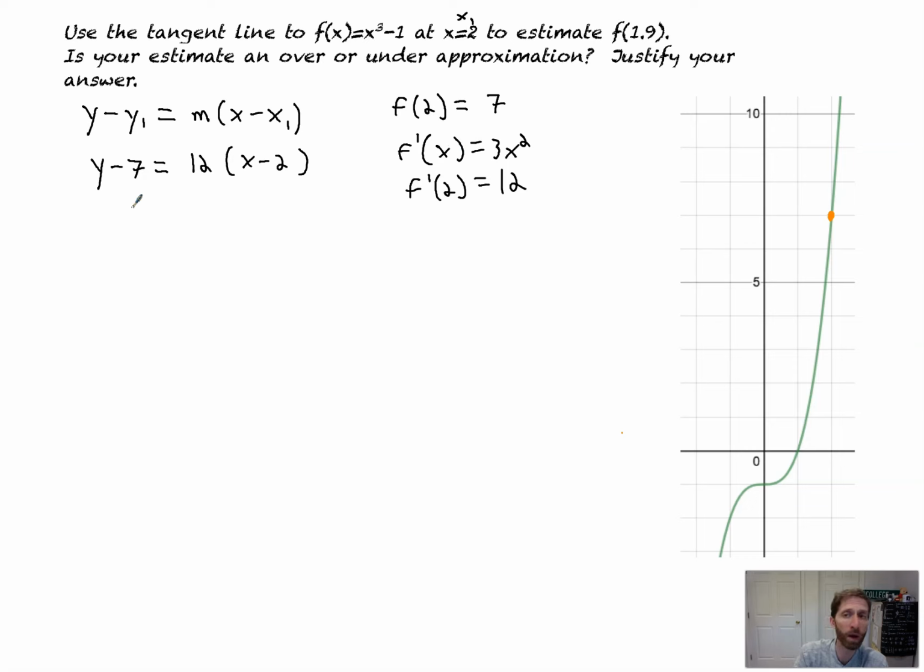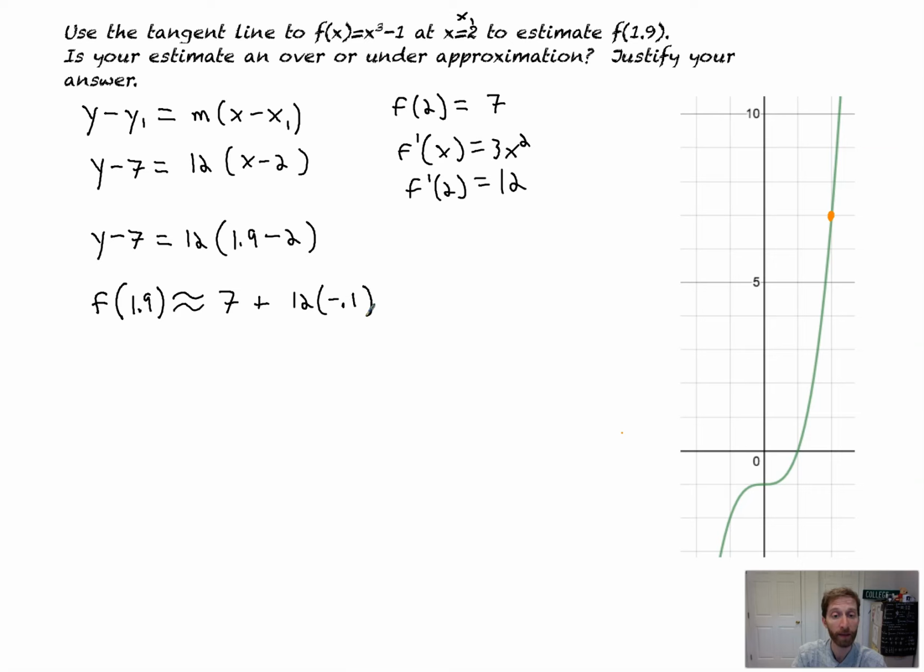All right, so we've got our tangent line equation. So how do we estimate f of 1.9? Again, what you're essentially doing is just plugging in 1.9 for x. So I've got 1.9 minus 2. So I'm going to solve for y. That y is an approximate of f of 1.9, which is approximately, we add 7 to both sides, 7 plus 12 times negative 0.1. If we simplify this down, that's 7 minus 1.2, negative 0.1 times 12. And 7 minus 1.2 is 5.8. So f of 1.9 is approximately 5.8.